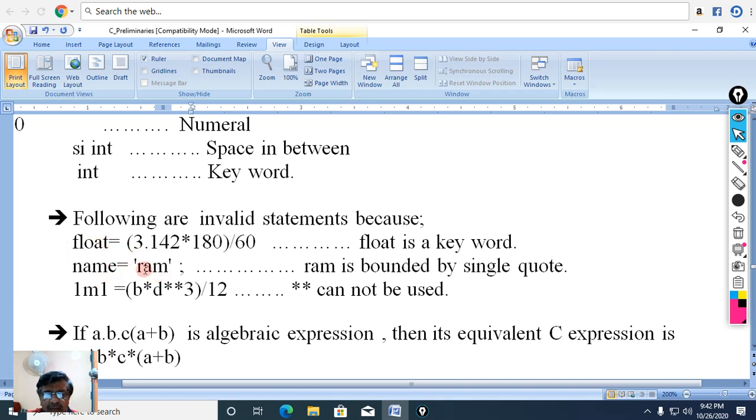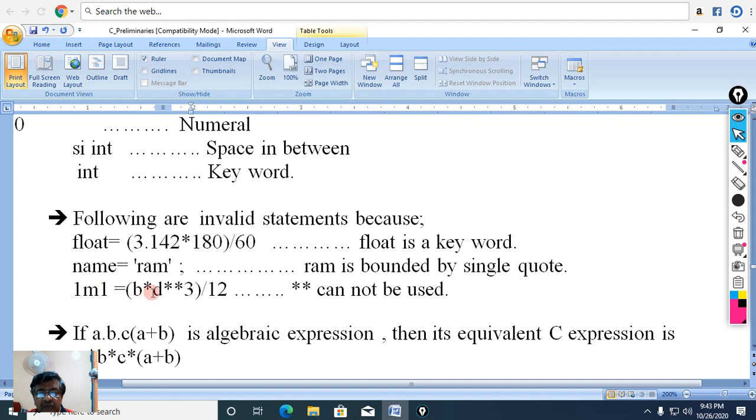The following are invalid statements because float is a keyword. Name equal to RAM: no, it should be given in double quotes. RAM is a character string, therefore it should start with a double quote and end with a double quote. LML is the variable name, and of course there is no space.